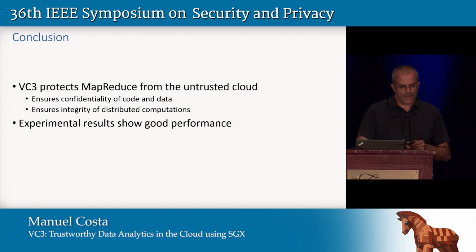So I'll conclude here and say that VC3 protects MapReduce data analytics computations from the untrusted cloud. We ensure confidentiality of code and data for these applications, and we ensure integrity of the full distributed computations. And our experimental results show good performance. So thank you, and I'll take questions.